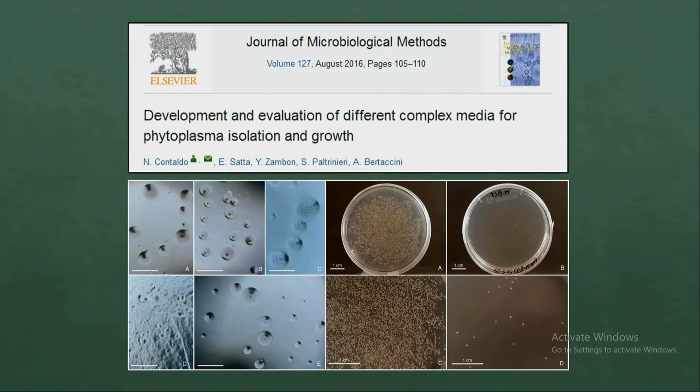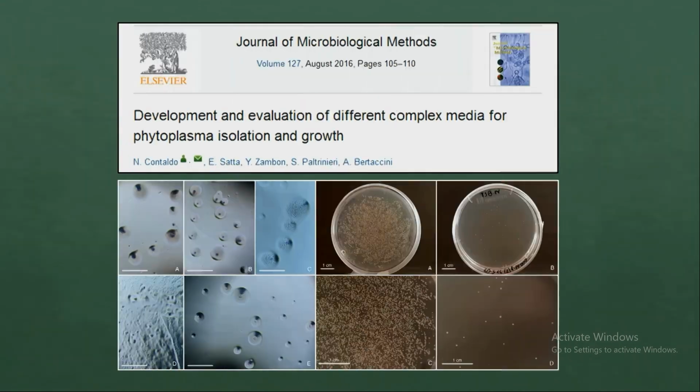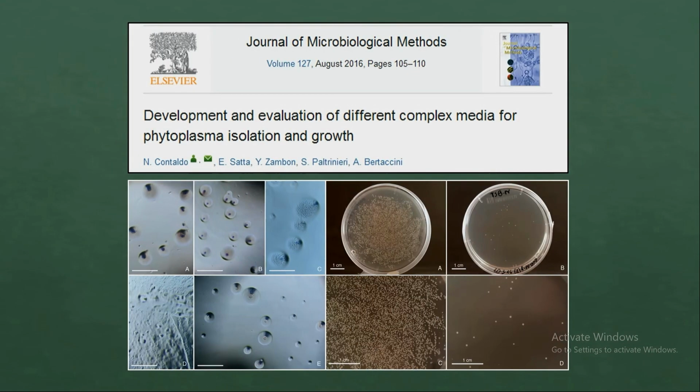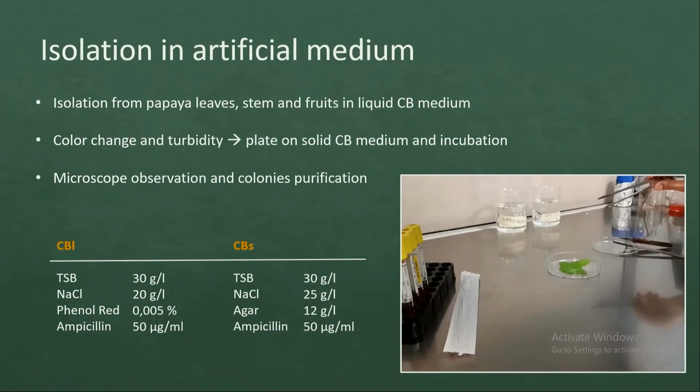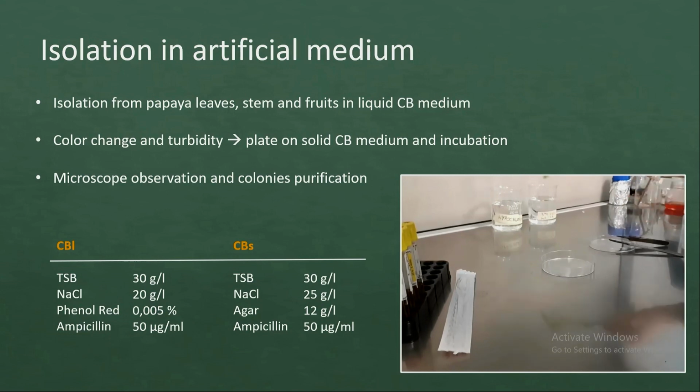So after molecular analysis, we decided to perform a biological method to evaluate if isolation could be appropriate to detect phytoplasma in papaya tissues. And we used the procedure that was published in a previous study of 2016 by Contaldo et al. Here is a short video of the isolation procedure.